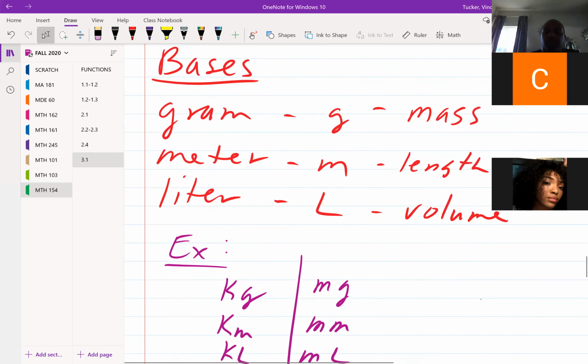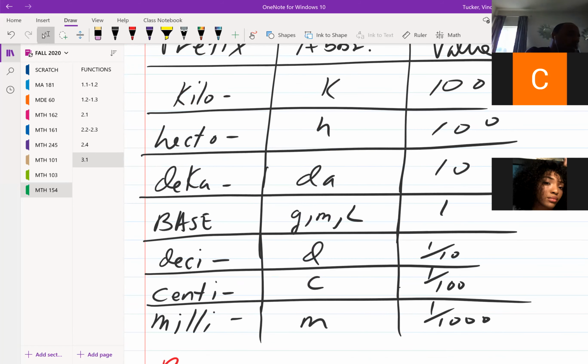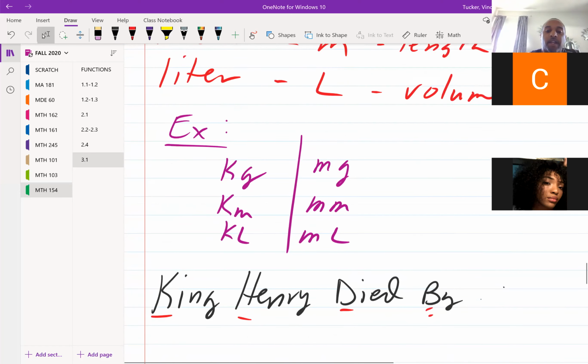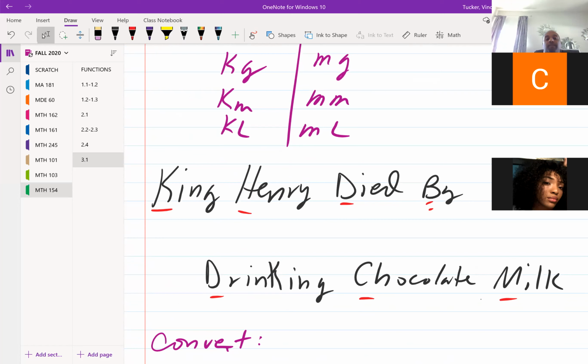All right, so the order matters. If you go back to the values, you notice these are multiples of 10, so the order matters. The way we can remember the order is that King Henry died by drinking chocolate milk. The B represents your base, and that changes depending on what you're measuring. King Henry died by drinking chocolate milk: kilo, hecto, deca, your bases, deci, centi, and milli. All right.